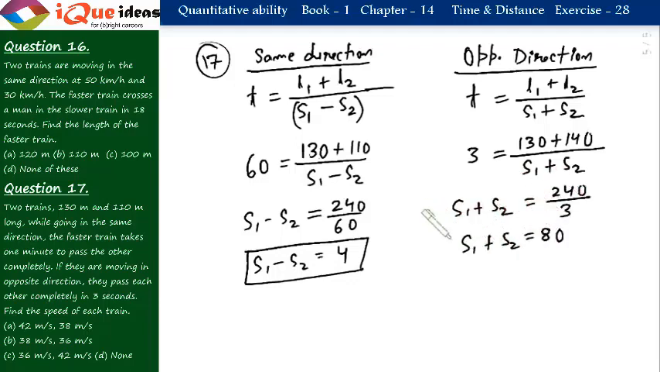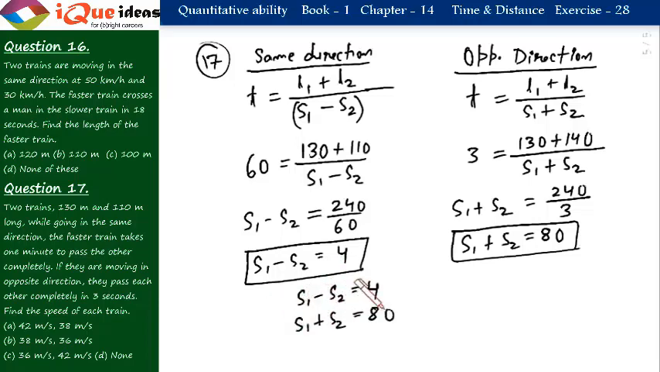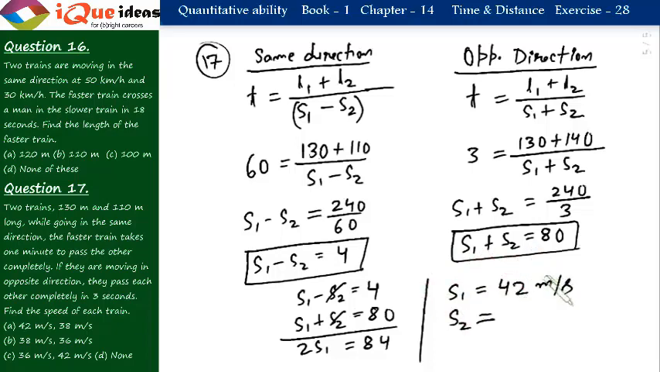So what we do is we solve these two equations, simply add them. S1 minus S2 is equal to 4, S1 plus S2 is equal to 80. If you add, S2 gets cancelled and you get 2S1 equal to 84. From there, S1 is equal to 42 meter per second, and S2 you can calculate from any one equation. Let's say the first one, S1 minus S2 is 4, S1 is 42, so S2 has to be 38 meter per second. Alright, so these are the answers.